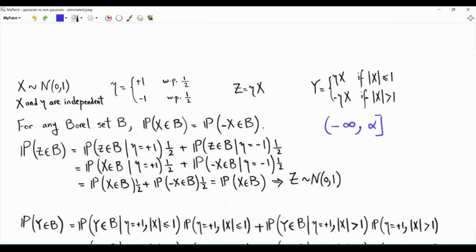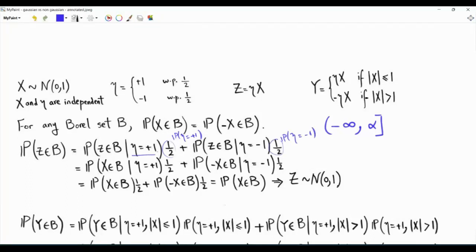For random variable z, which is eta times x, we can apply the law of total probability. The probability that z is in B is the probability that z is in B given that eta is +1 times the probability that eta is equal to +1, which is 1/2. Then there is another term, which is the probability that z is in B given that eta is -1, which is the second possible value of eta. And then we multiply by the probability that eta is equal to -1, which is 1/2.